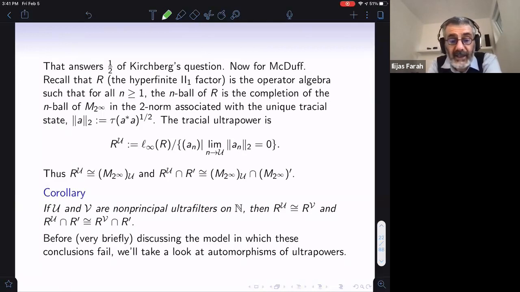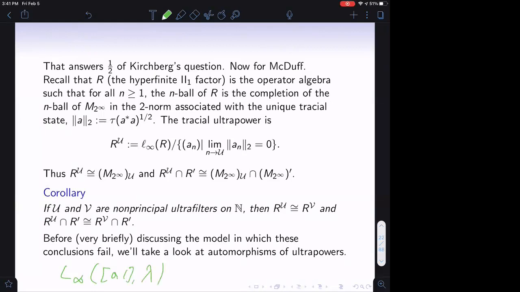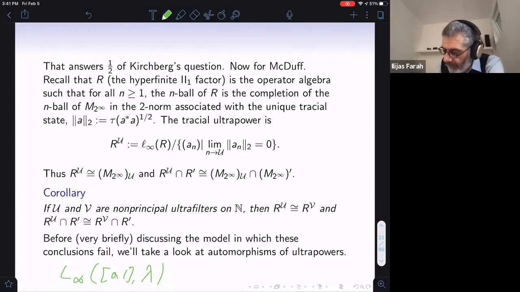The fact is, if you take a tracial von Neumann algebra, if you take L infinity of Lebesgue measure, say, on the interval. Sorry, Ilijas, can I ask a question? Yes, of course. The comment after the corollary seems to suggest that you're assuming CH. Oh, yes, of course. Yes, thank you. Right, so this is again false without CH.